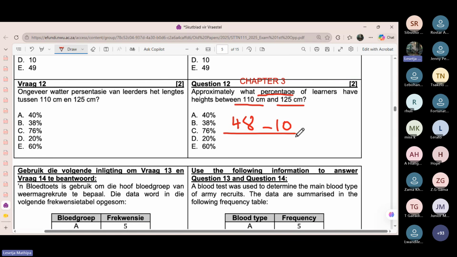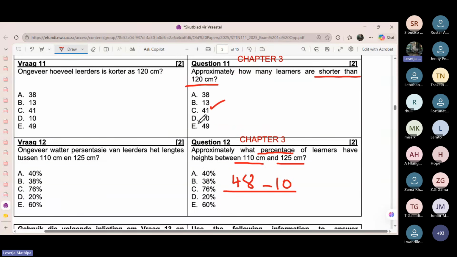You divide it by what? Because I want a percentage. Unless they said approximately how many learners are between 110 and 125, then you don't have to divide by 50. The reason why you divide by 50 and multiply by 100 is because you want the percentage. So you divide by 50, then you multiply this by 100. Then you check the answer.